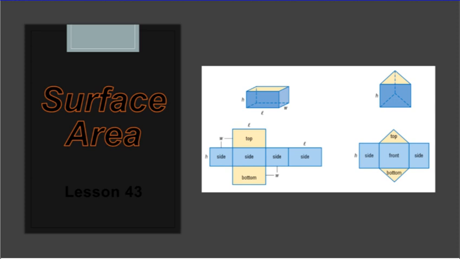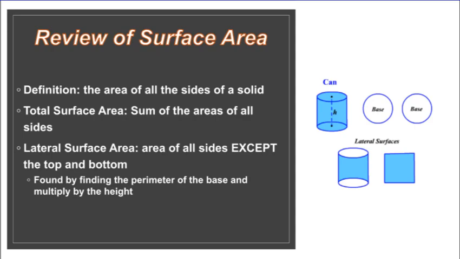Lesson 43, surface area. Surface area is just talking about adding up the areas of the whole three-dimensional shape. So the definition: the area of all the sides of a solid. And we have two different kinds of surface area. We have total surface area, which is the sum of the areas of all the sides.